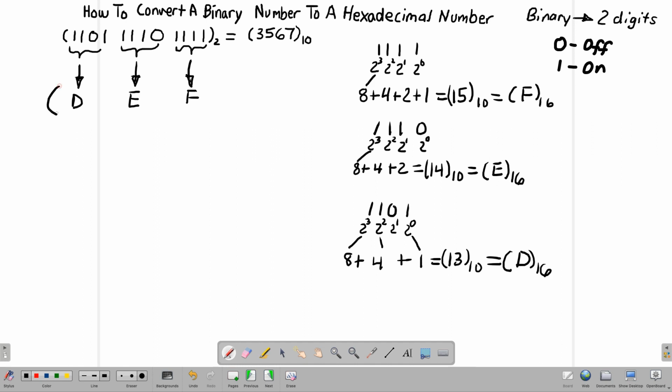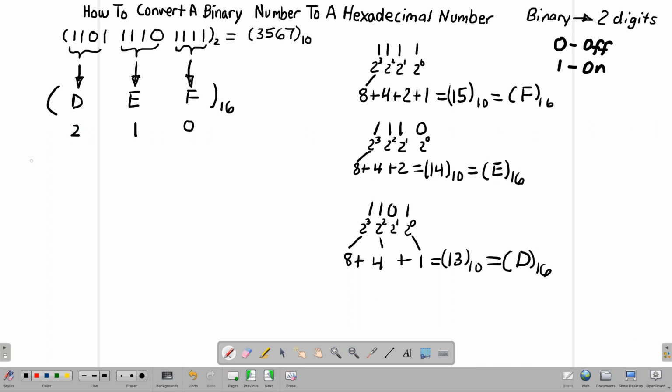And so this is our representation: 1101, 1110, 1111 in binary is equivalent to D, E, F in the hexadecimal system. Now let's test. We want to test and show by converting this hexadecimal number into the decimal number system, and our expected value should be 3567. So also here everything's by position as well. So F is in the 0th position, E is in the first position, D is in the second position.